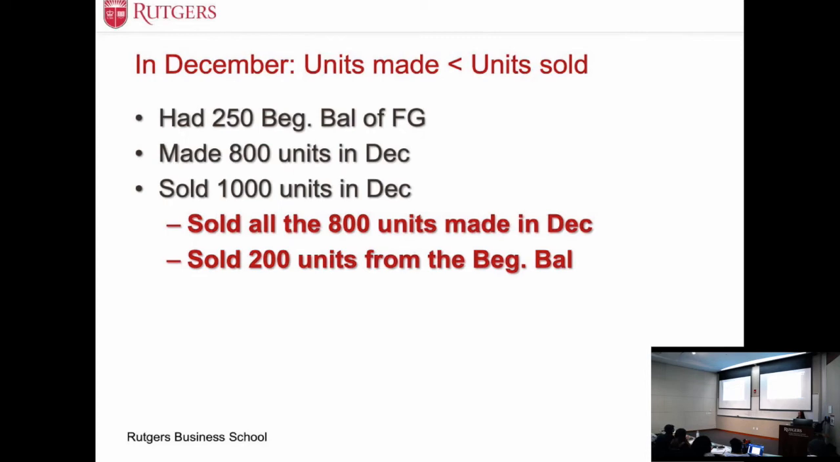From November, right? Because we sold everything that we made in December. Among the 1,000 that we sold, 200 are from November, so the rest of the 50 units must be from November.